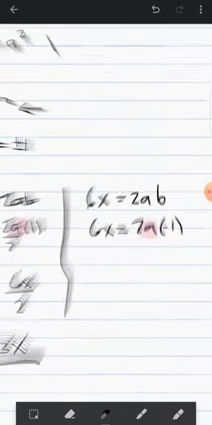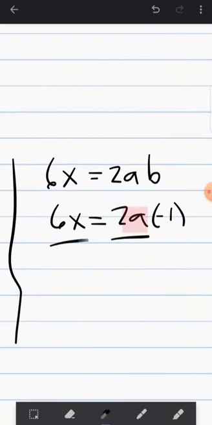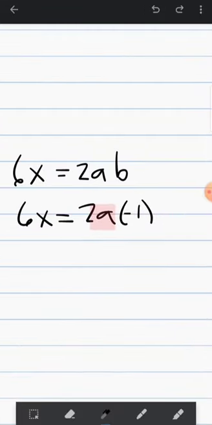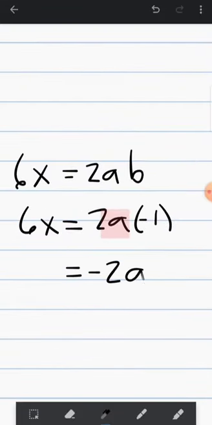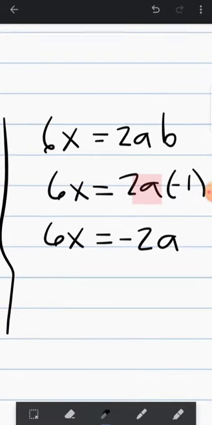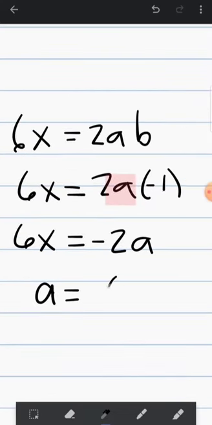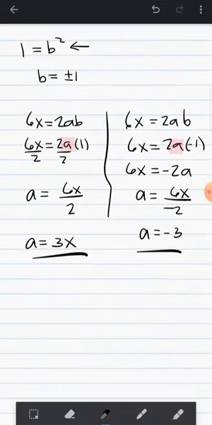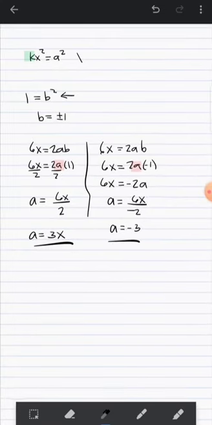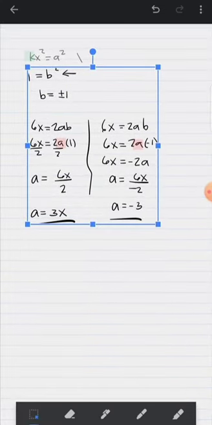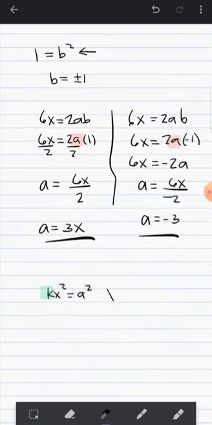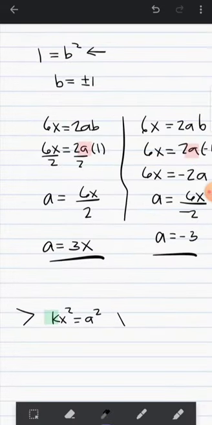So we've got this. And then for this one, since 2a is equal to negative 6x, same thing, it will become negative 2a equals 6x. Just solve for a. So a is equal to 6x divided by negative 2. So a is negative 3x in this case. So there's two values for a. And so now that we have this, all we need to do is plug that in to this to finally find k.